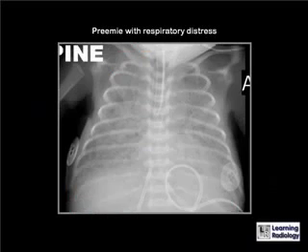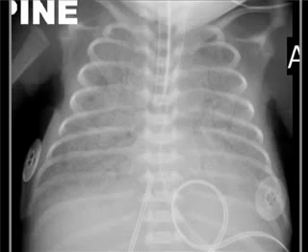So here is your mini quiz. This is a premature infant with respiratory distress. Which one of the 5 diseases that we discussed do you think this most likely is? You can pause your computer or MP3 player.